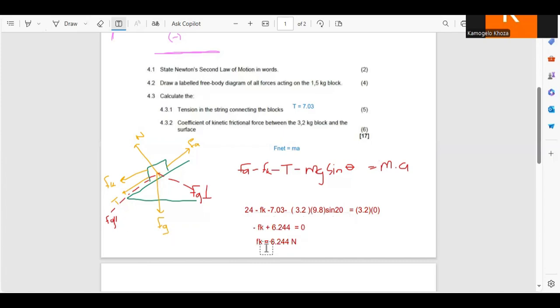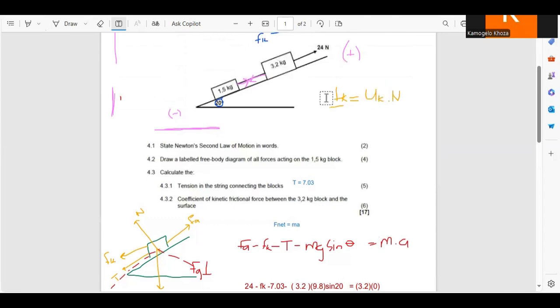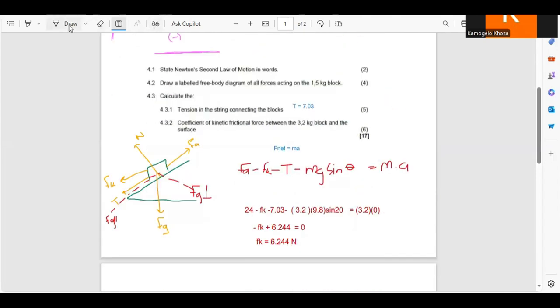But remember, this is not our final answer. We are looking for this mu k. Now we've already calculated the frictional force. Let us try and calculate the normal force. Now let's look into this force diagram, right? Now let me erase this Fg, because it's already in its components, we have Fg perpendicular as well as Fg parallel, right? So normally this should look like this.